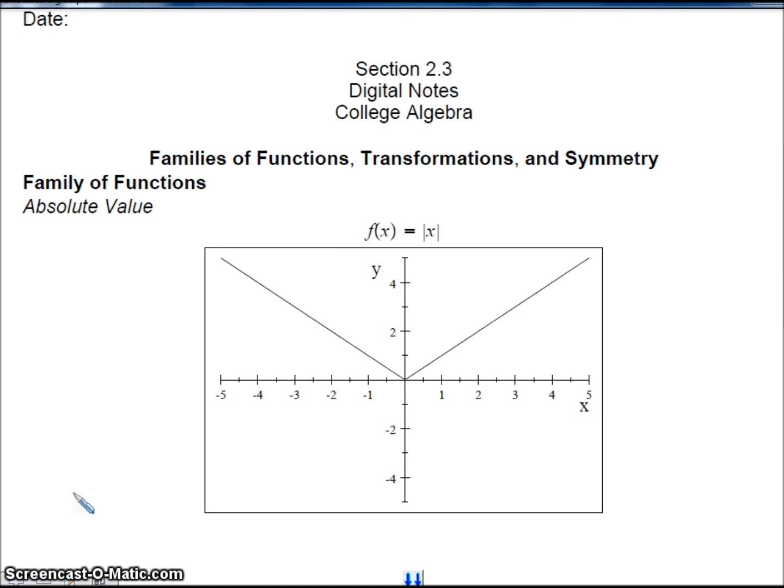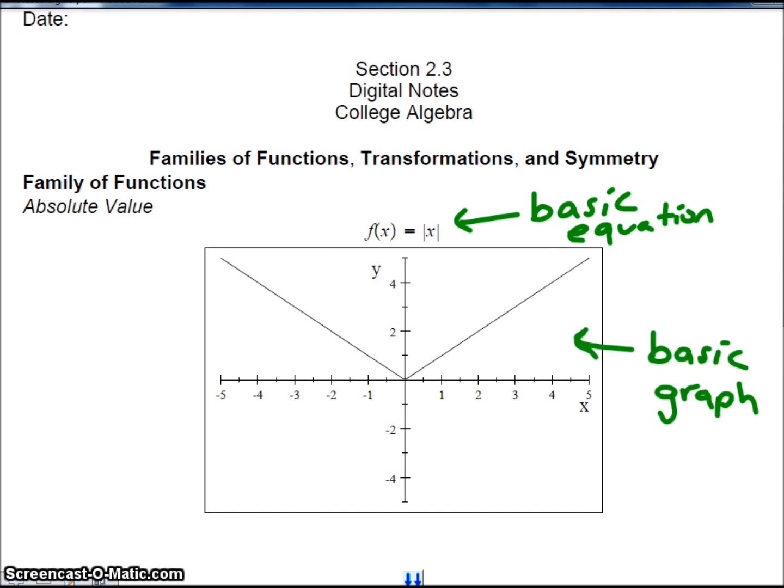All right, so the first family we're looking at here is the absolute value family of functions. The basic equation is f of x equals the absolute value of x. That's the most basic absolute value equation that you can have of two variables. And the basic graph for that equation is a v-shape where the pointy end of that v-shape is at 0, comma 0. All right, so you want to make sure you memorize that.